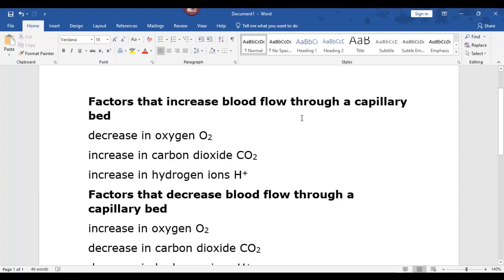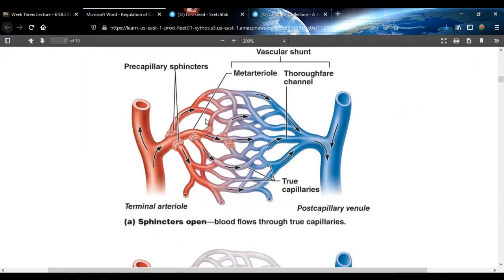Factors that increase blood flow through a capillary bed. Low oxygen. In other words, cells need oxygen, so of course it's going to increase blood flow. An increase in carbon dioxide, which is a byproduct of cell metabolism. CO2 is a toxic gas. It has to be removed from tissues or it causes damage. And an increase in hydrogen ions, or acidity, like lactic acid. So any of these three factors would increase blood flow through a capillary bed, and all three of those would cause this situation here: either low oxygen, high CO2, or high acidity.